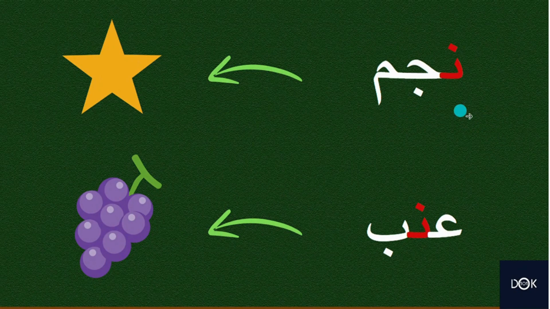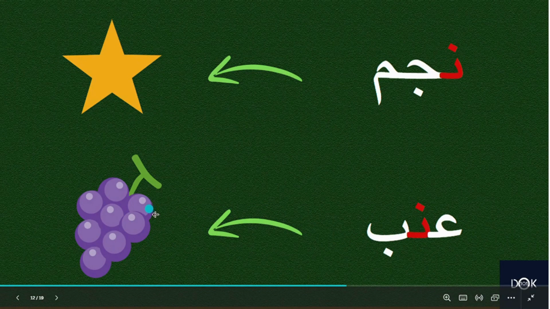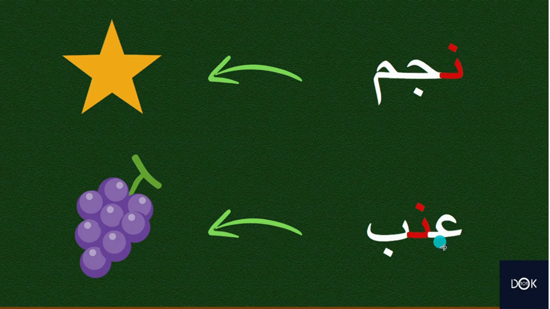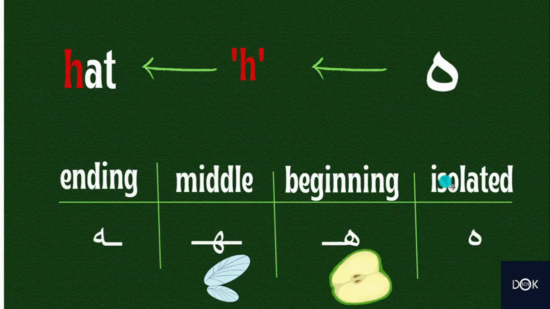So the first example is Najm, which is a star. Noon is at the beginning and it is joined to the letter Jim after it. And for the second example, it is in the middle of the word, Ainab, which is grape. And noon is in the middle of the word and it is joined on both the sides. First letter is Ain, then noon, and then Ba. And that's it. Up next is letter Ha.